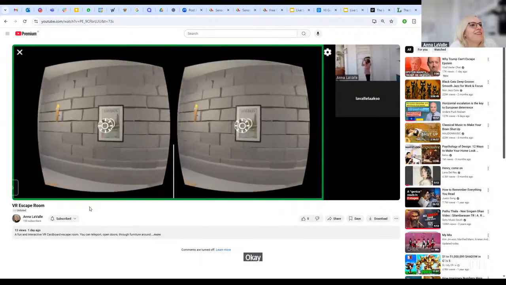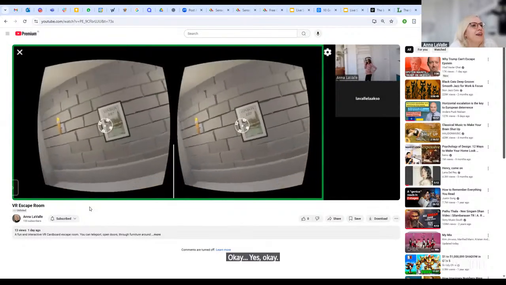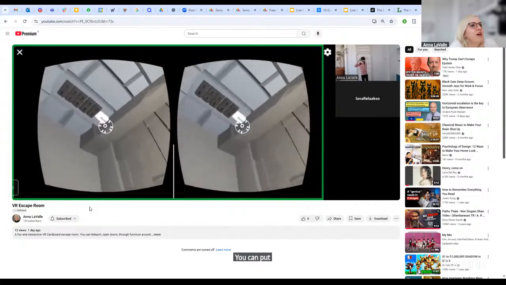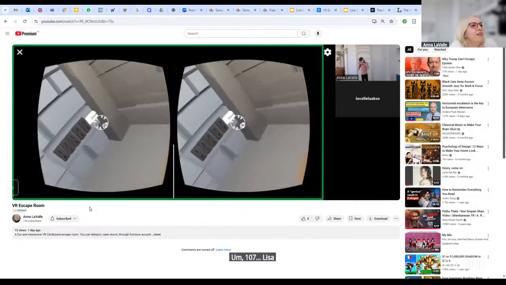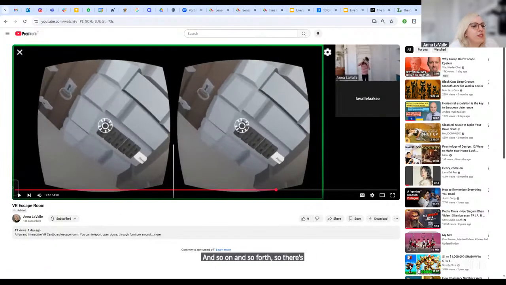Okay. Here the gaze covers the code. Okay, the code is 107. You can put in the code to open the door, and so on and so forth. So there are lots of rooms. I hope you enjoyed this little video.